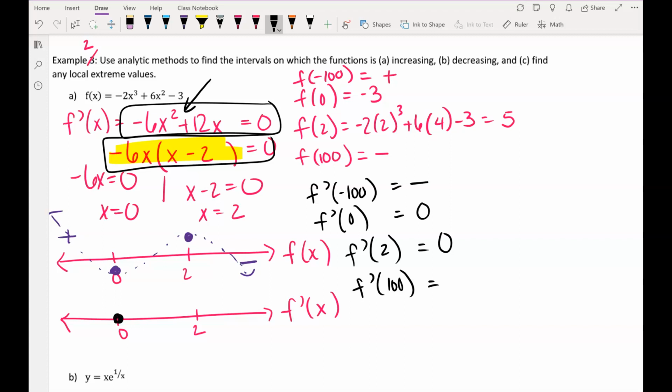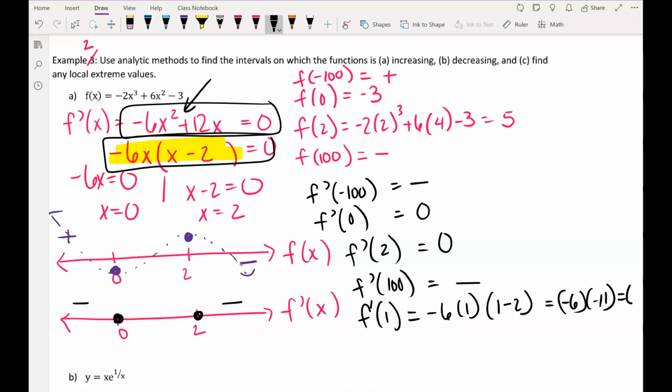So let's plug it in. That's negative. Then let's plug in positive 100 squared, that's going to be positive, and then times the negative, that's negative. So now I just have to plug in a value in between 0 and 2. So f prime of 1. I forgot all about it, 0 and 2 came out because we solved for f prime. When I plug in 1, negative 6 times 1 times 1 minus 2, that's a negative 6 times negative 1, so that gives me a positive 6. So it's up here somewhere.